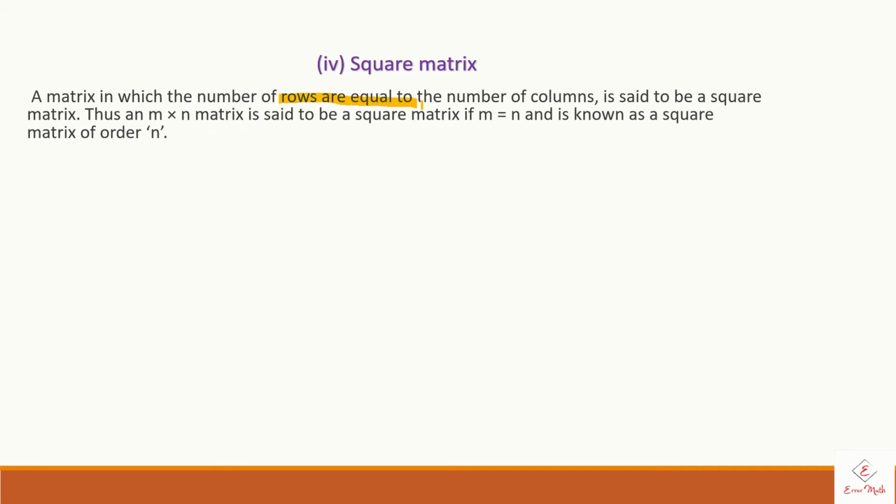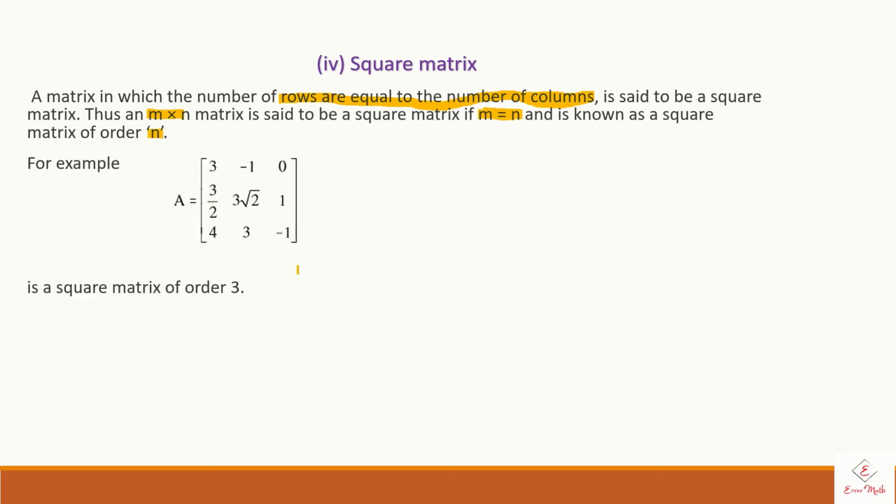Number of rows equal to number of columns. If our order is like this, so that matrix is known as a square matrix where m is equal to n. For example, like this. So here there are 3 rows and 3 columns. So the order of this matrix is 3 by 3, or simply we can say 3.